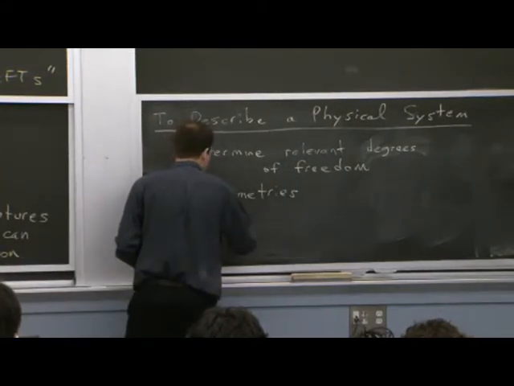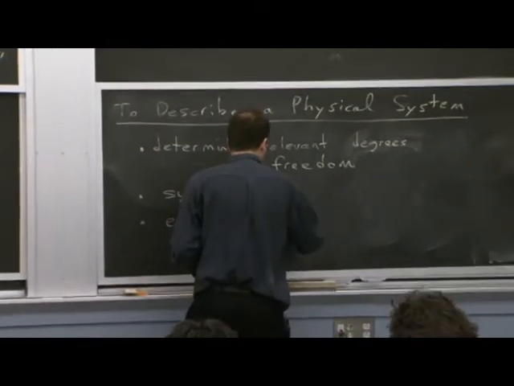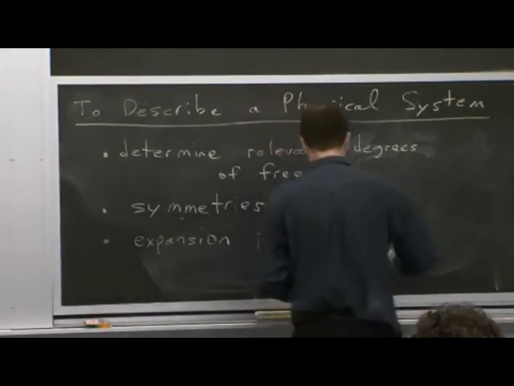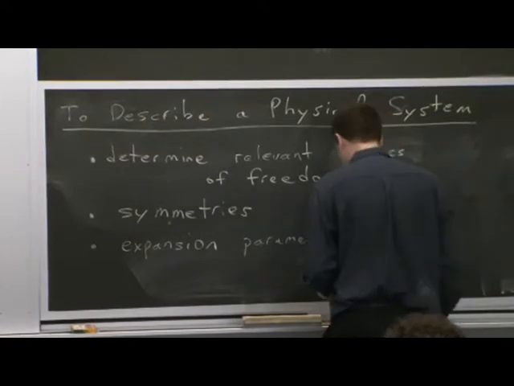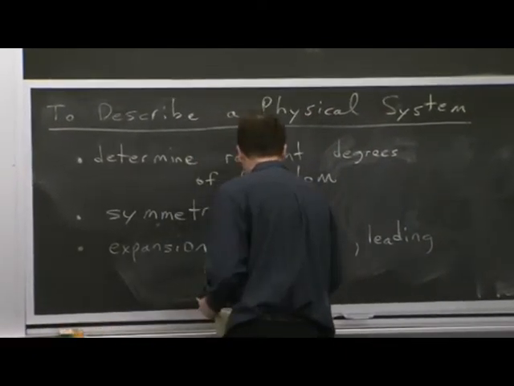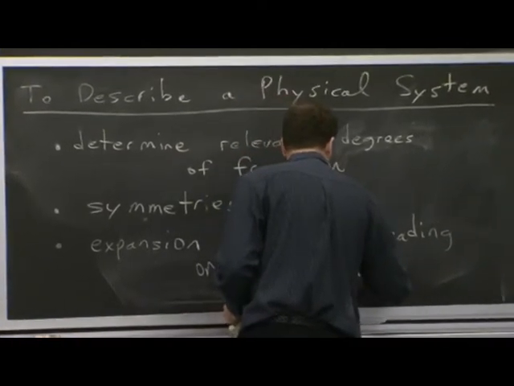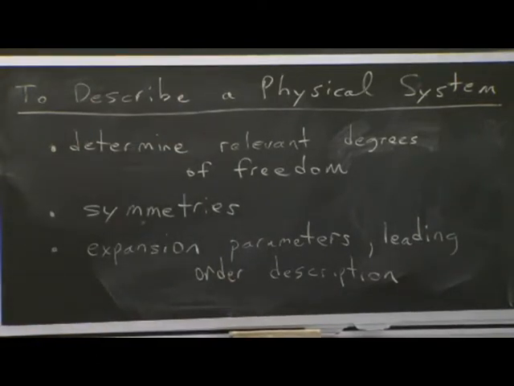So your effective field theory may have more symmetry than the theory you started with. Because you've neglected something, you could have more symmetry. And the other important thing is to figure out what you're expanding in, and at the same time, what the leading order description of the theory is. What is the lowest order Lagrangian? And basically, these are the things you have to do to get started.